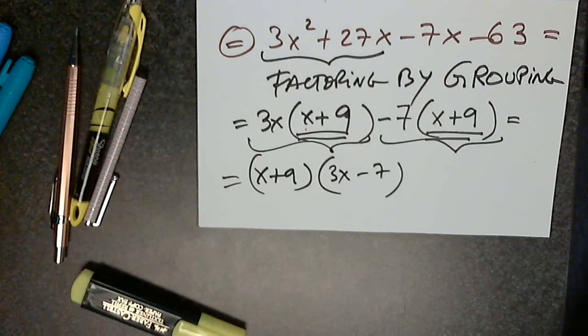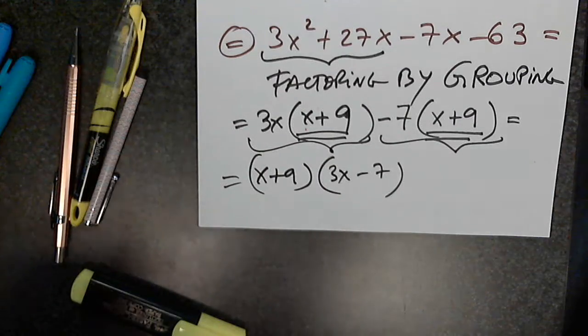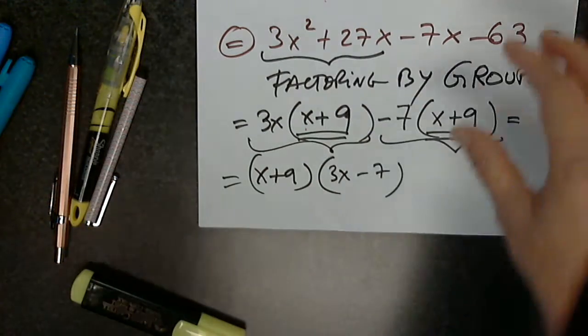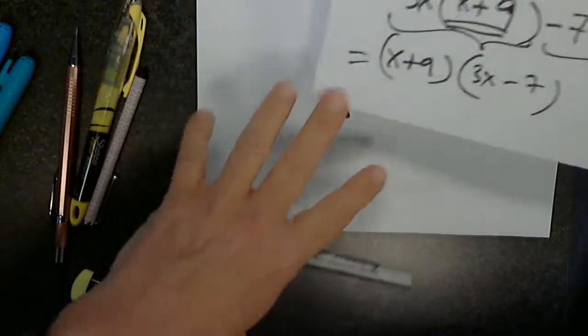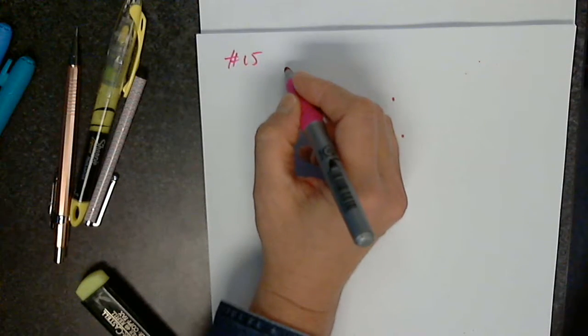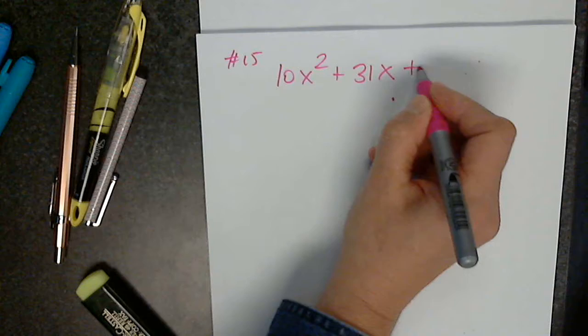Ready for the next problem? Okay. Let's work on another one together and then I'll give you a couple. Let's say 15. 10x squared plus 31x plus 3.